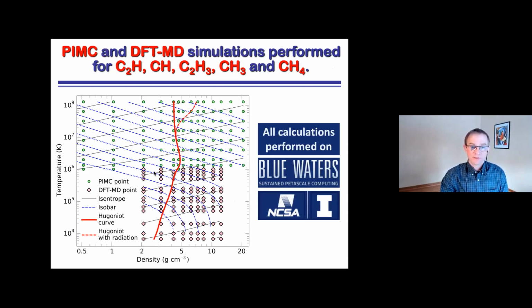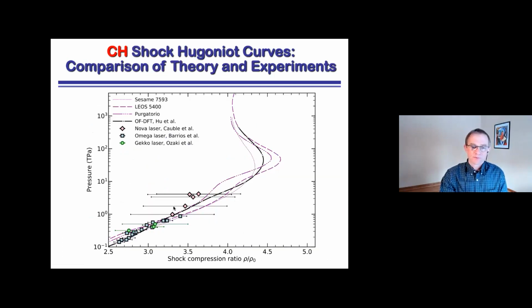And we repeated these steps, combining DFT with path integrals and then calculating these shock-Hugoniot curves. This was the state of the art before we put our results on top. These are different experiments. Many of them have large error bars. So when they're so large, then they're not very constraining for our theoretical predictions.